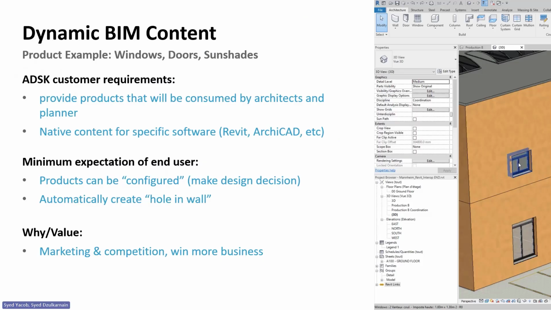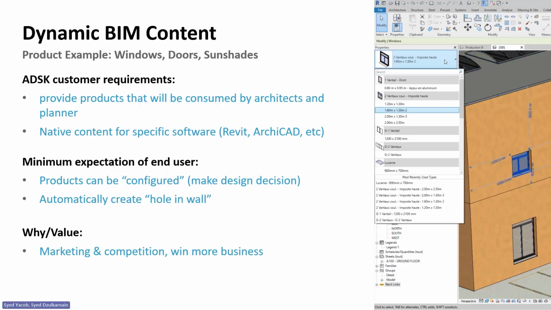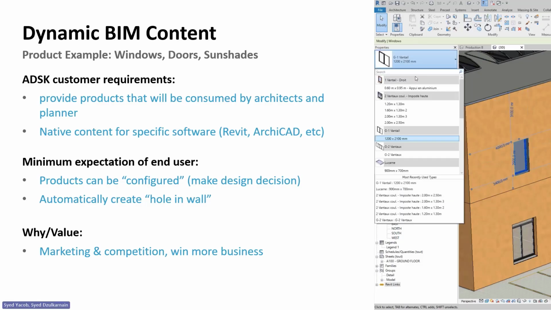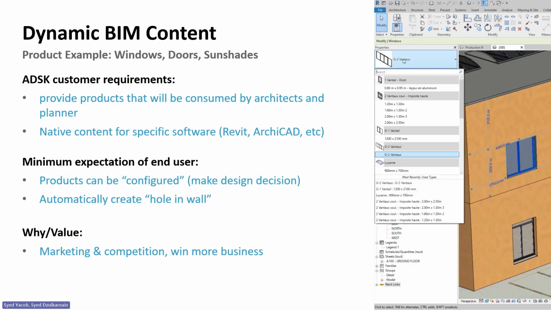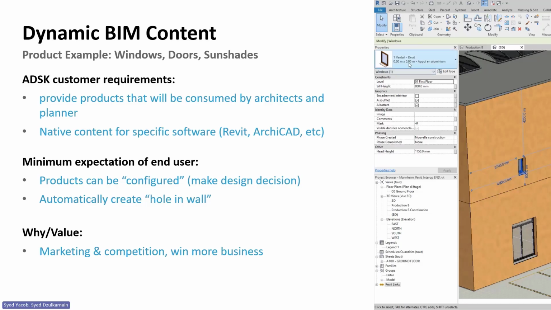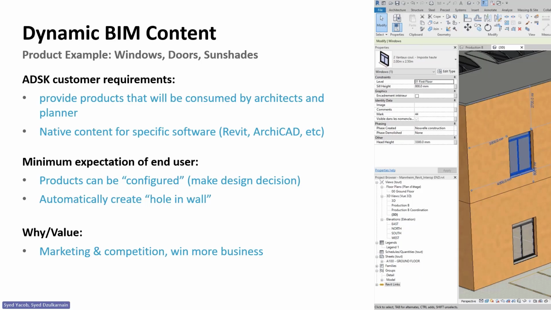Okay, so Revit has two types of content or two types of family. One is dynamic. In this example, the window, you have multiple sizes. This usually means this family is done from within Revit.